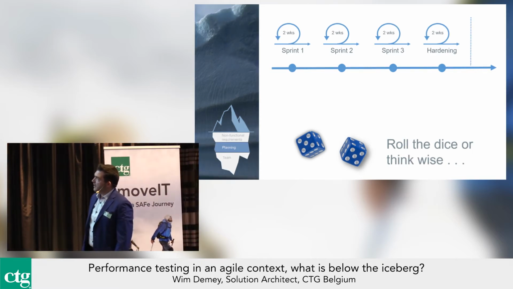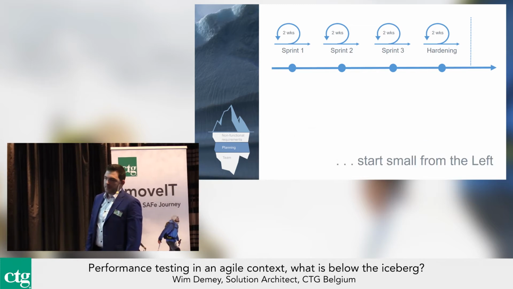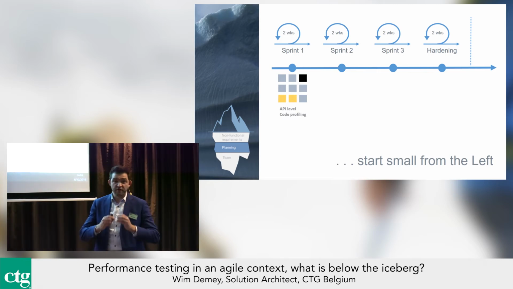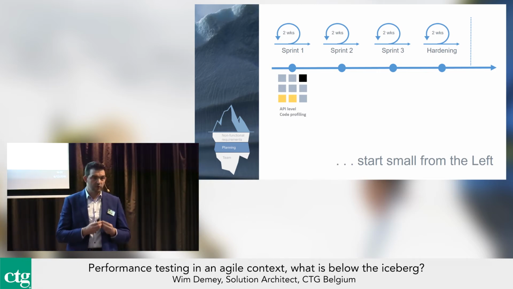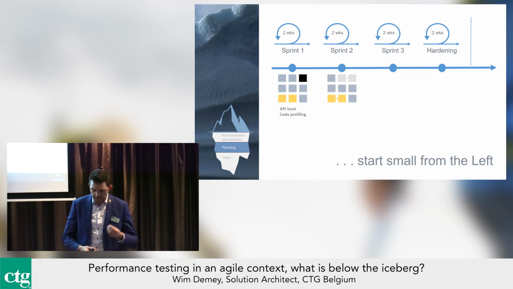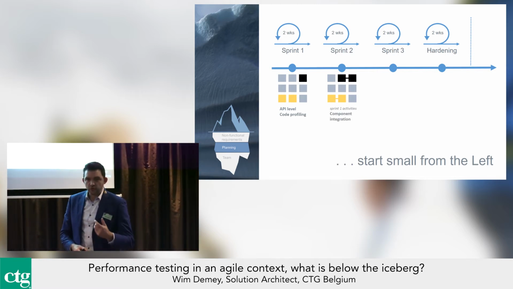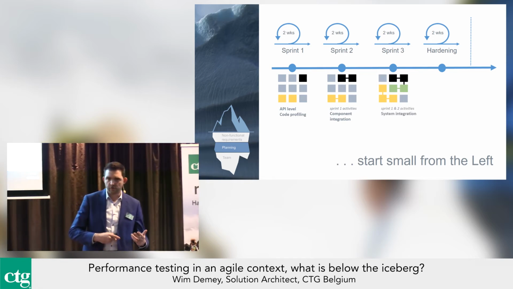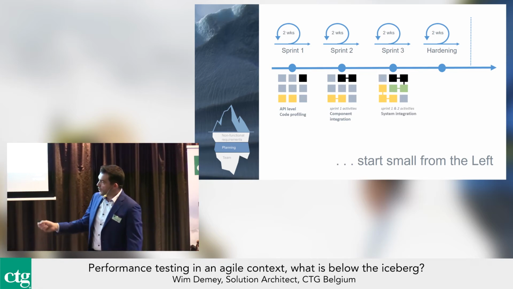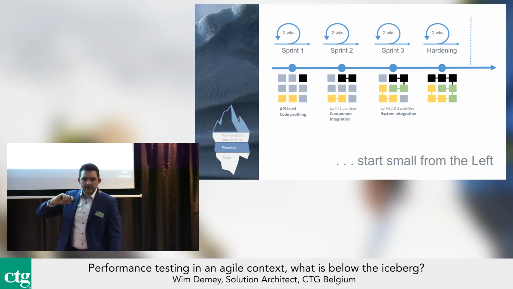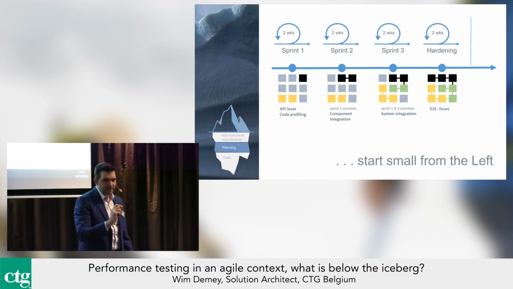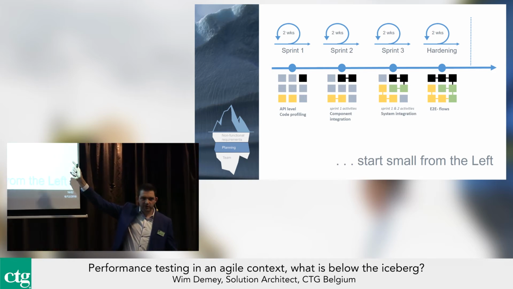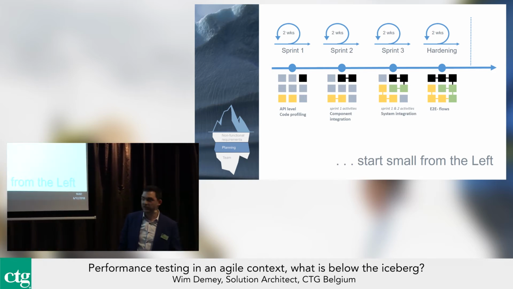And the first thing is, start small from the left. So even in your first sprint, when you have very small components, you can already do a kind of performance testing. Example, a developer needs to deliver a complex query. There are tools that can assess the response time of that query. If you know that the query already takes 1 second, then you will be sure that here you have a big issue, because I hope that your application is not just using that one query.